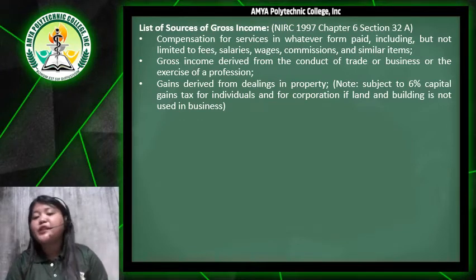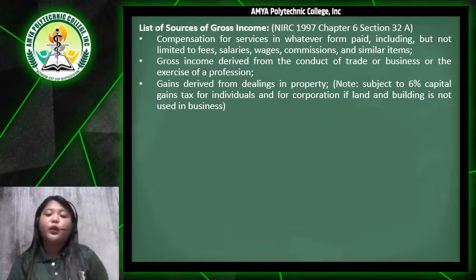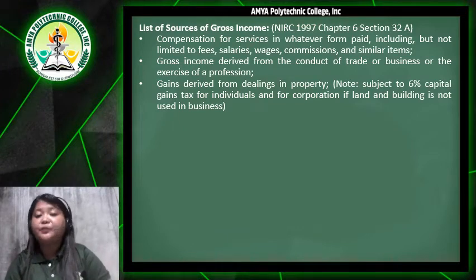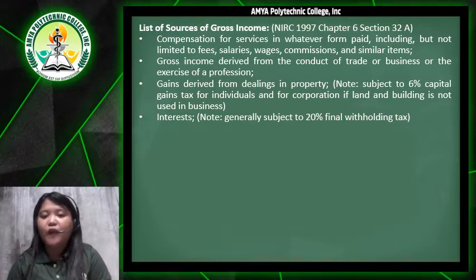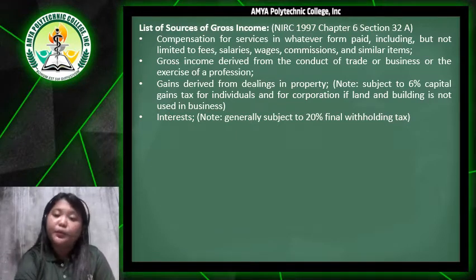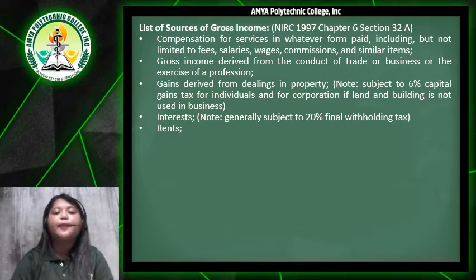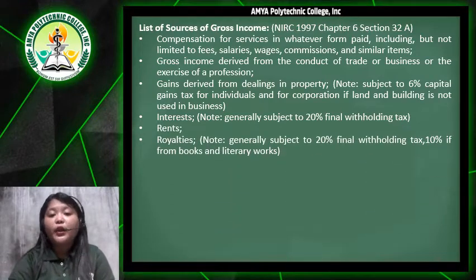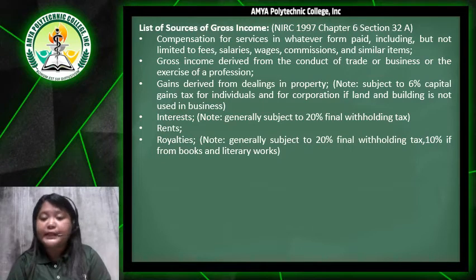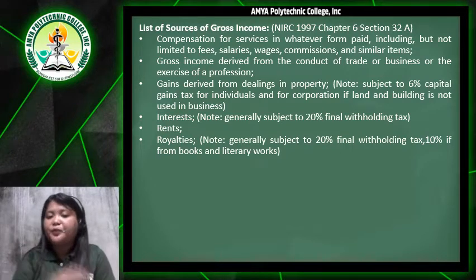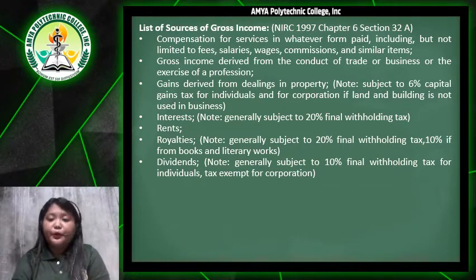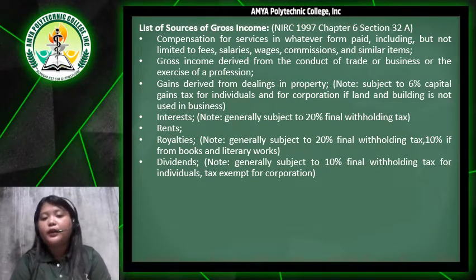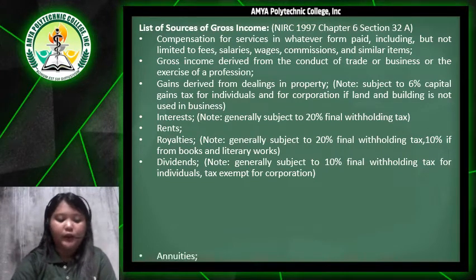Note that it is subject to 6% capital gains tax for individuals, and for corporations if the land and building is not used in business. Next, interests. So you have to note also that they are generally subject to 20% final withholding tax. And then rents, royalties. So generally subject to 20% final withholding tax and then 10% if from books and literary works. Dividends. So generally also subject to 10% final withholding tax for individuals and tax exempt for corporations.